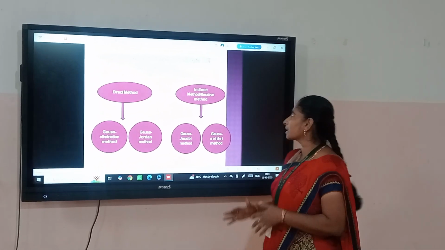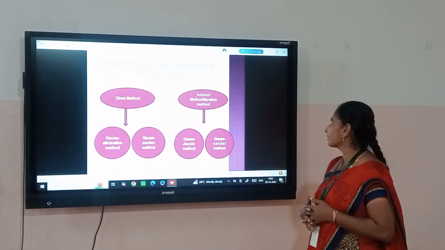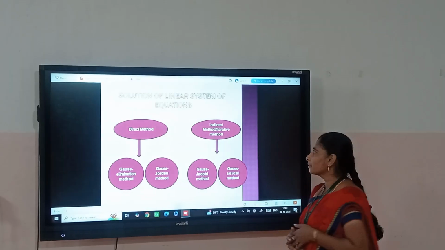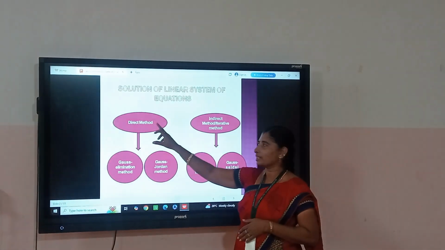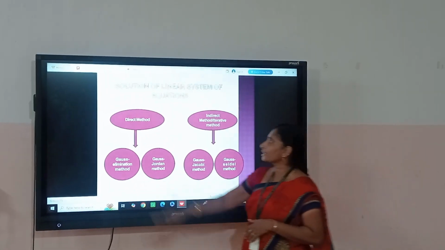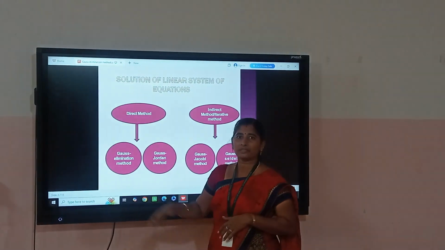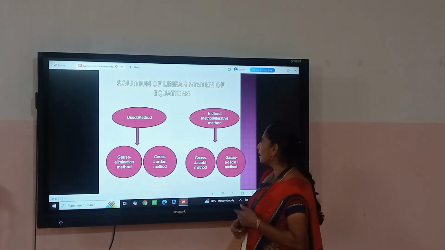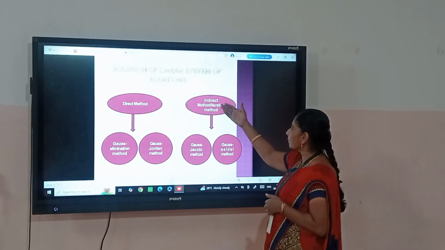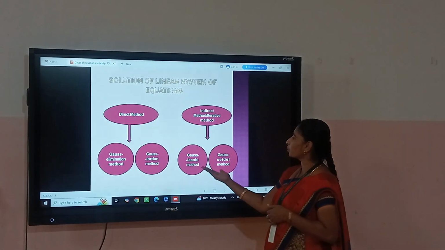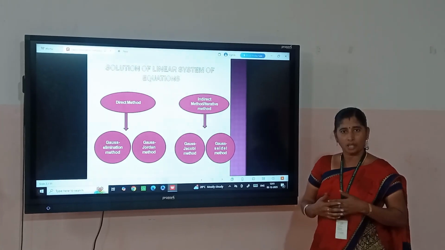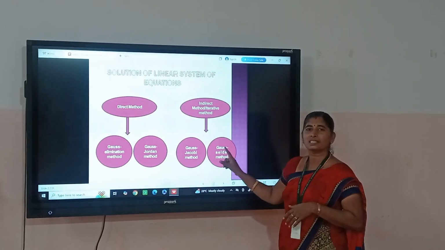Now, we see about the solution of linear system of equations. In the system, there are two types. First one is direct method. The second one is indirect method or iterative method. In direct method, there are two types. First one is Gauss elimination method. Then second one is Gauss-Jordan method. In indirect method, there are also two methods: Gauss-Jacobi method and Gauss-Seidel method. Now we see about the Gauss-Seidel method.